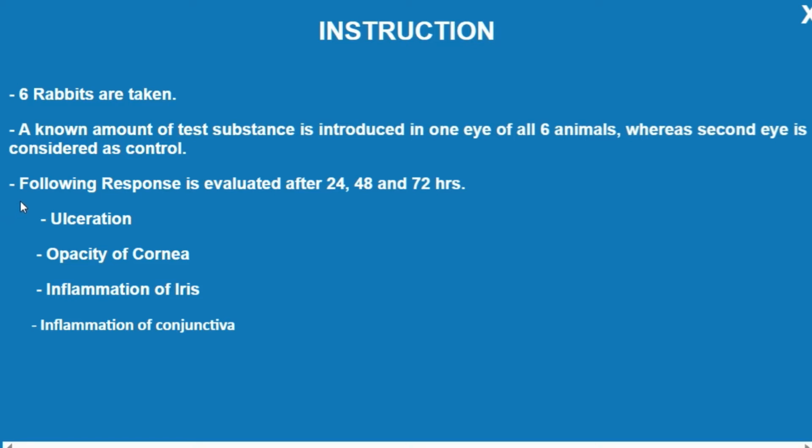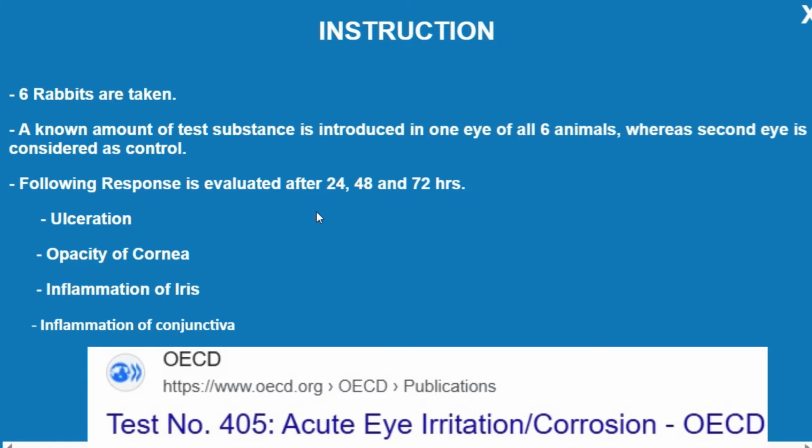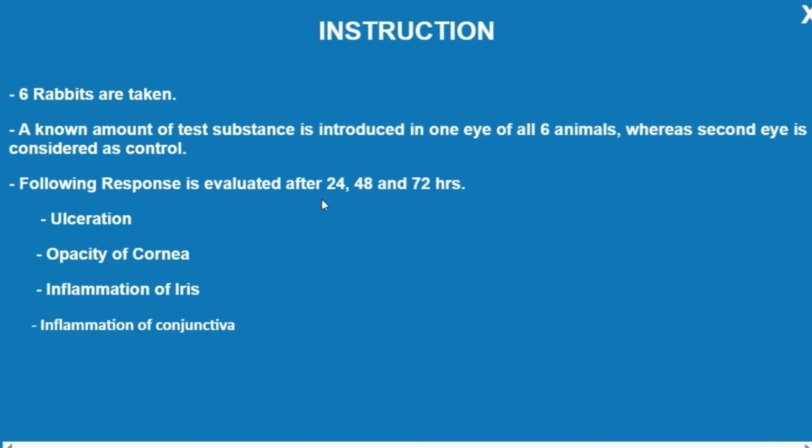The next point is that the response is evaluated after 24, 48 and 72 hours. As per test guideline 405, in a contract research organization they observe the response after 1 hour, then 24, 48 and 72 hours. Here we are going to see it after 24, 48 and 72 hours. In that period we have to check ulceration, opacity of the cornea, inflammation of the iris and inflammation of the conjunctiva.